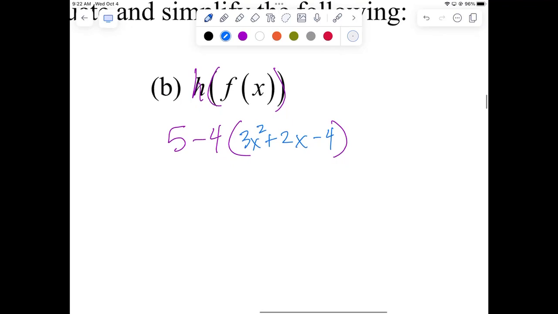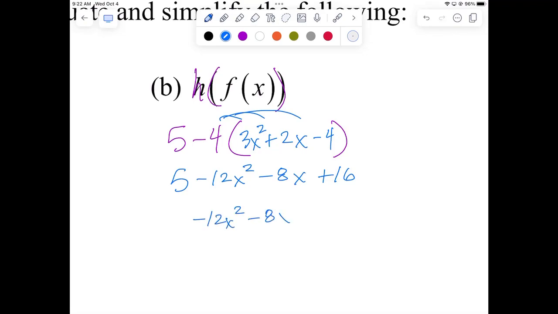Okay, now I'm going to simplify that. All I have to do is distribute the negative 4 all the way through, and I get 5 minus 12x squared minus 8x plus 16. And now let's go ahead and simplify by writing the terms in descending order and combining like terms. So I get negative 12x squared minus 8x, and then 5 minus 16 is negative. Why would you subtract 5? Oh, why would I subtract 5? Swiss cheese. 21. Plus, it should be plus. Yeah. There we go.